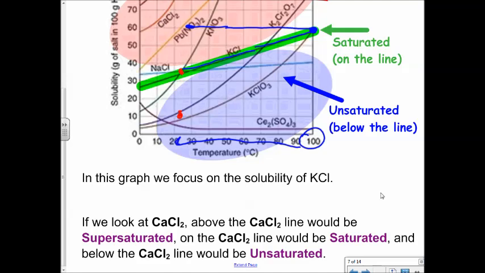So we look at sulfur chloride. Above the CaCO2 line would be a supersaturated solution. On the CaCO2 line would be saturated and dissolved. And you will get plenty of saturation.